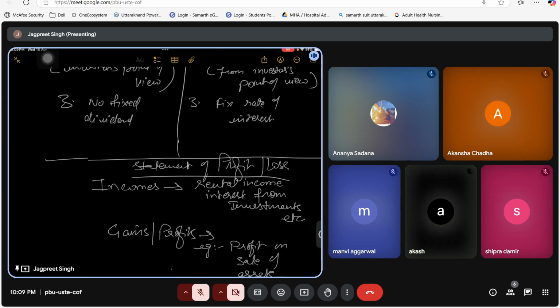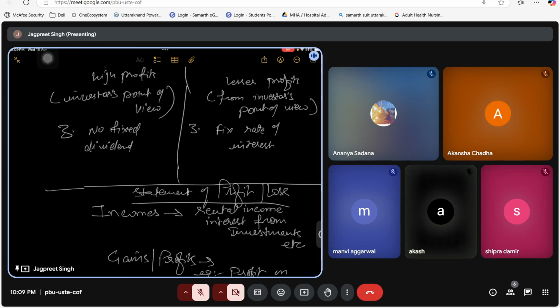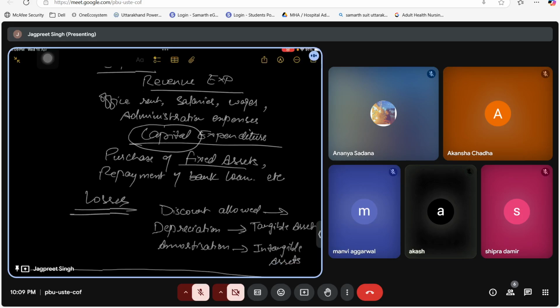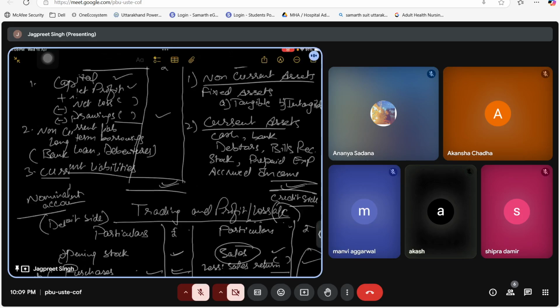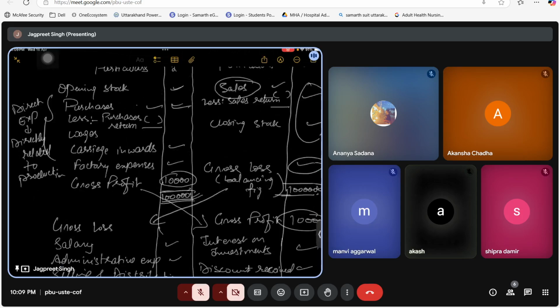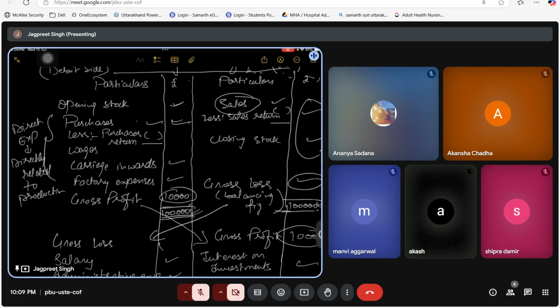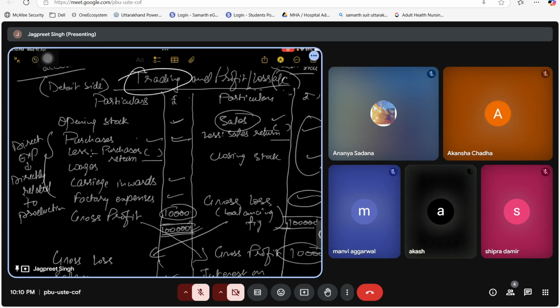So we will discuss these terms regularly between the topics. So I'll continue with the more things which we discussed yesterday. We also discussed trading and profit and loss account, when I was teaching you about all the expenses and losses. So trading account and profit and loss account are two accounts which are merged. We can merge these two accounts, and we can prepare them separately also, because the first account is a trading account.